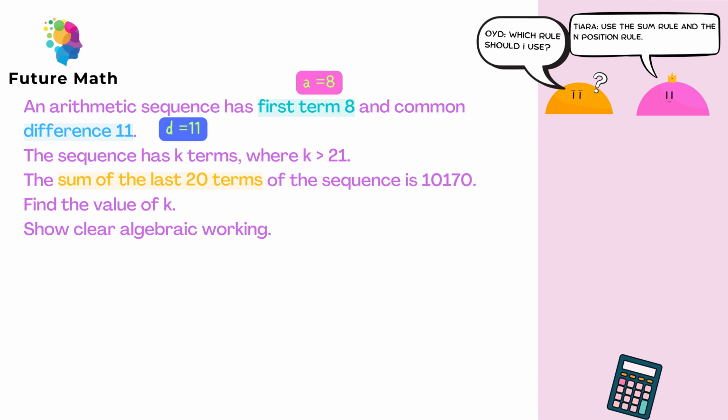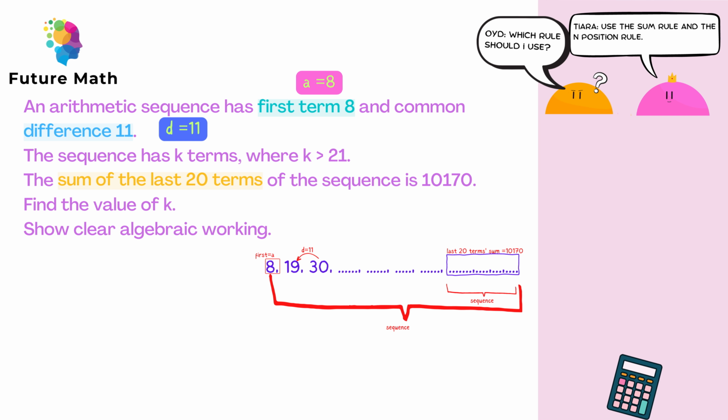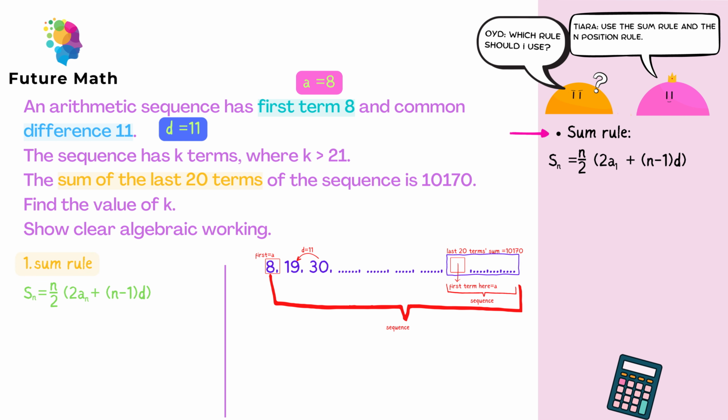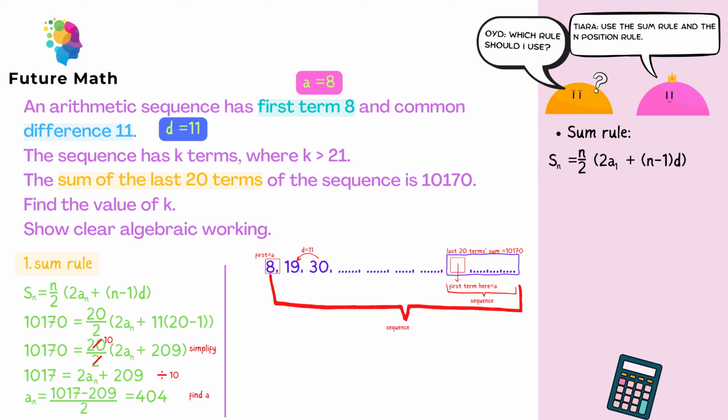Here, the examiner gives us the first term a, which is 8, and the difference 11, and the sum of the last 20 terms, not the sum of the first 20 terms. So here, as if I'm working with a sequence inside a sequence. What should I do? I will use the sum rule to find the an, which is the first term of the last 20 terms. So 10,170 equals 20 over 2, bracket 2 an plus 11, bracket 20 minus 1. And this comes out as 404.